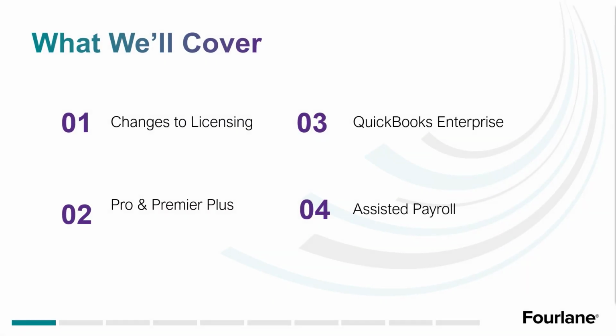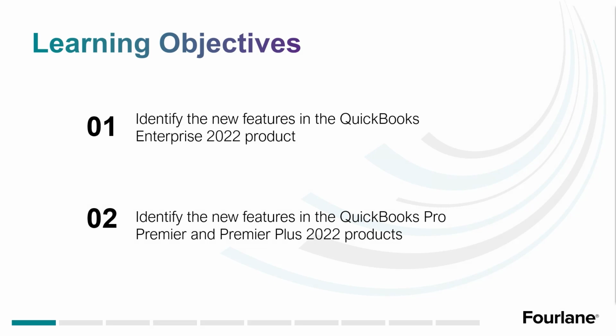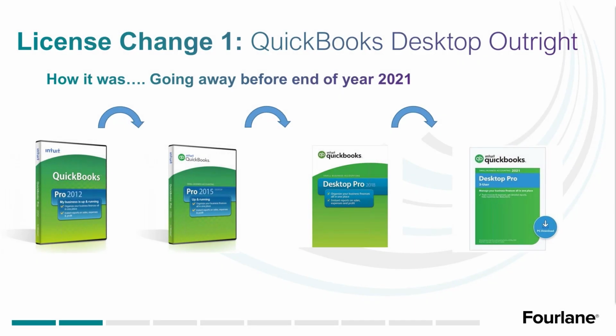So what we're going to cover today, we're going to talk about changes to licensing. We're going to talk about the 2022 QuickBooks Enterprise change, Pro and Premier Plus changes, which Enterprise also swallows up, and then some changes that are happening with assisted payroll. Our learning objectives today: we want you to be able to walk away identifying the new features in QuickBooks Enterprise 2022 Desktop product, and also identify the new features in QuickBooks Pro Plus and Premier Plus 2022. So let's get into it.